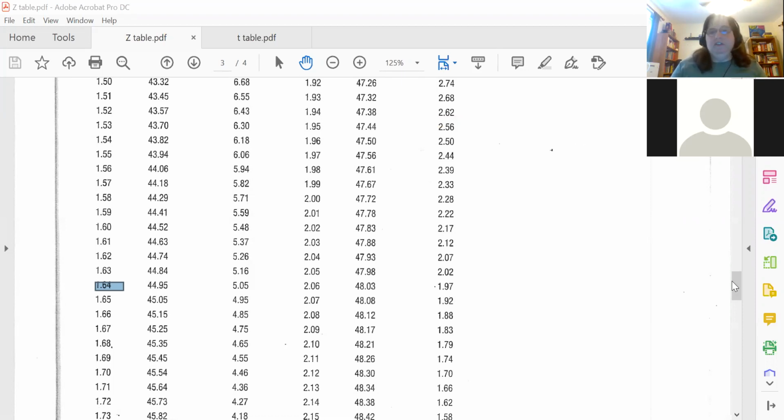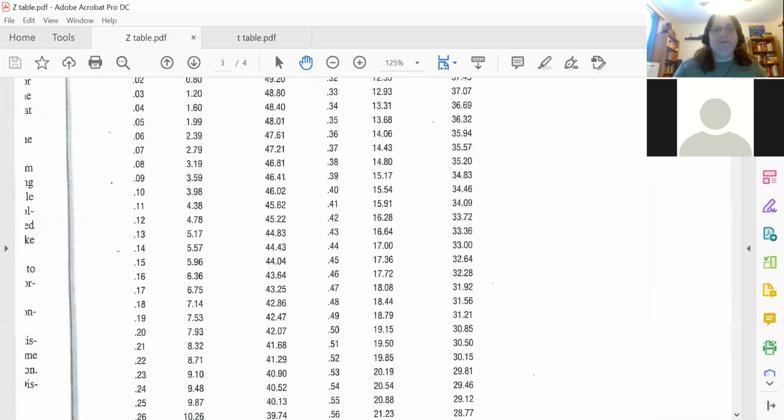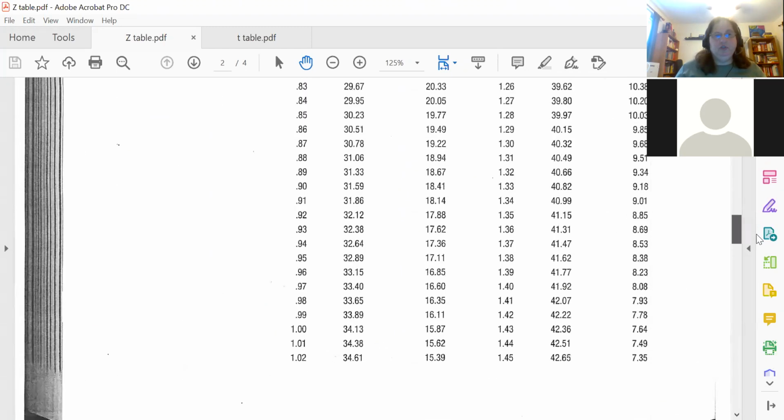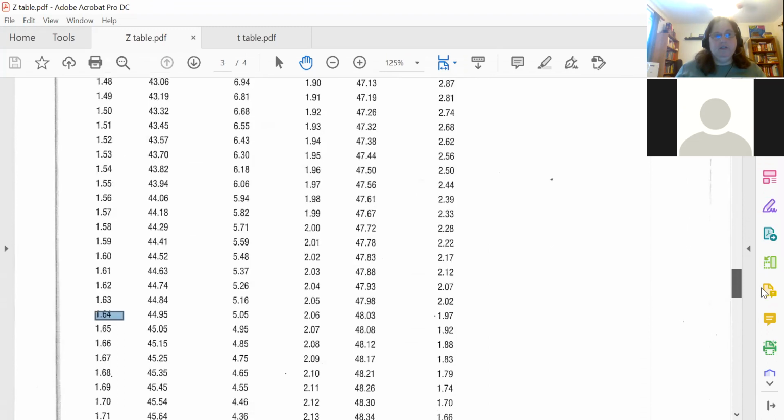Okay. So here's our z-table. To find a cutoff point, you go to percentile. That's where we're going to start. Now, if our alpha is 0.05, and if it's one-tailed, we're going to find 5% in our tail. So let's scroll all the way down to where we find, here it is, 5% in our tail.